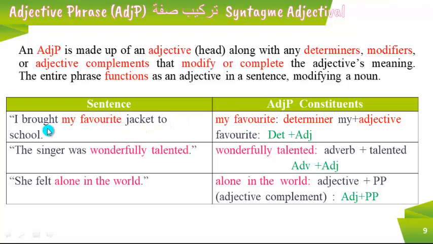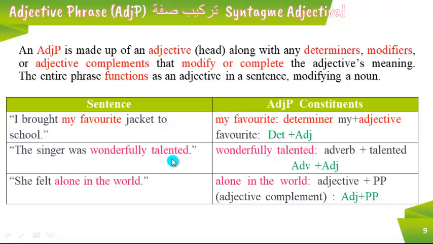Let's see some examples. I brought my favorite jacket. So my favorite, the constituents, determiner my, plus adjective favorite that modify jacket. If we ask, I brought a jacket, which jacket? My favorite one. So it answers the question which. The constituent is determiner plus adjective.